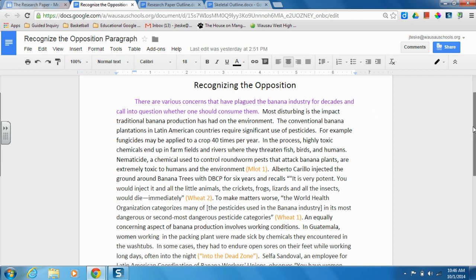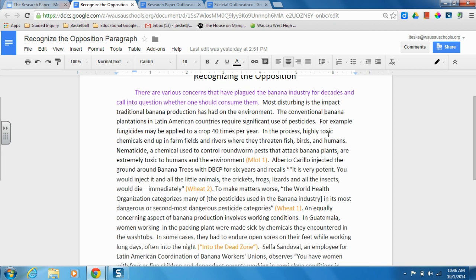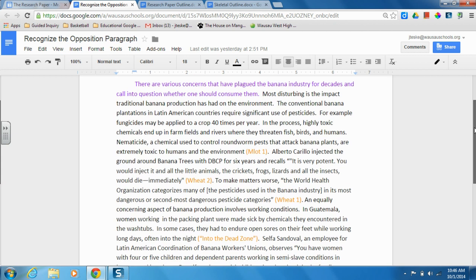So as you can tell, I used purple to begin with just to give you a more user-friendly, reader-friendly topic sentence so it stands out. There are various concerns that have plagued the banana industry. And as you proceed through this, you can take a look at the explanation of these concerns. Some of these numbers, some of this data, something about fresh fish, birds, and humans, a chemical used here, nematicide. All that information comes from this source from a lot that I obviously am documenting.